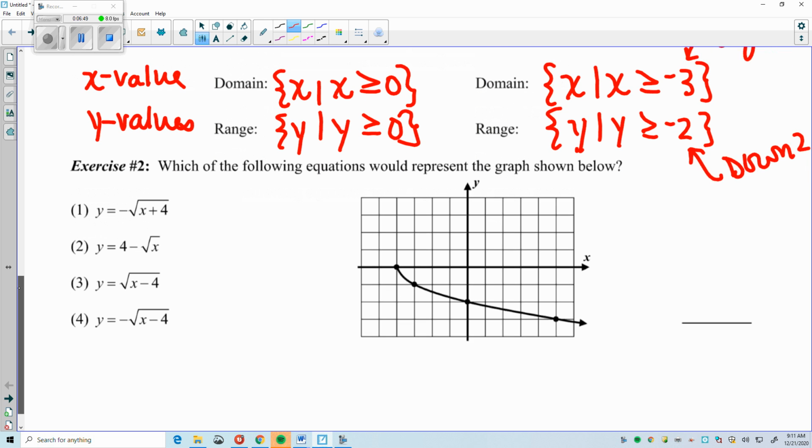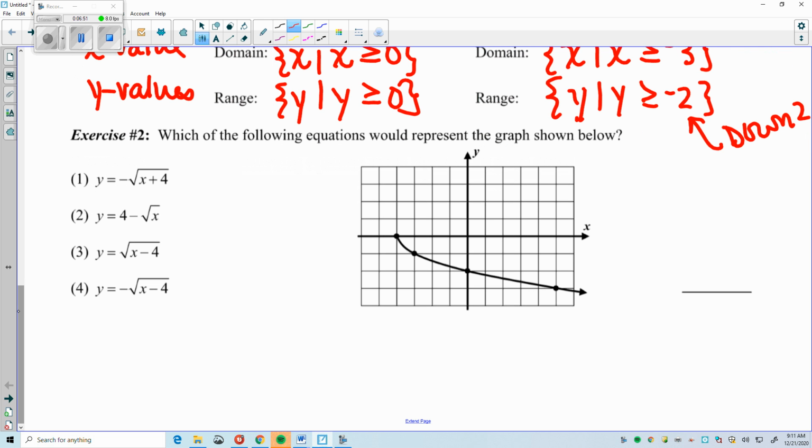Okay, try our next one here. It says, which of the following equations would represent the graph shown? To me, this is your square root function, but I see a couple of things happening. Two things I see: it looks like that coordinate has been shifted to the left 4. I'm going to write these down so I get an idea. And I'm also seeing it looks like it was reflected over the x-axis.